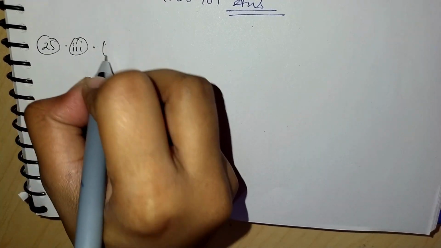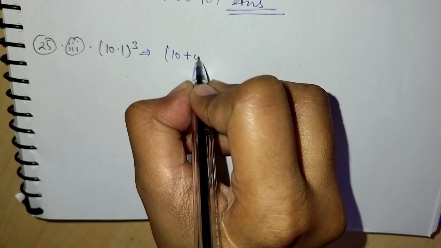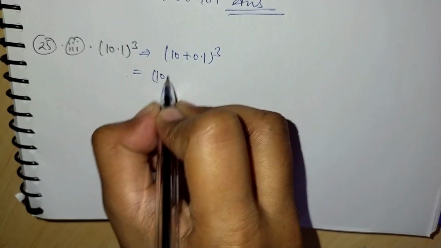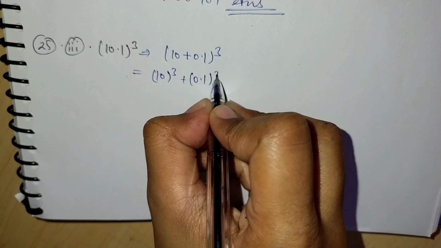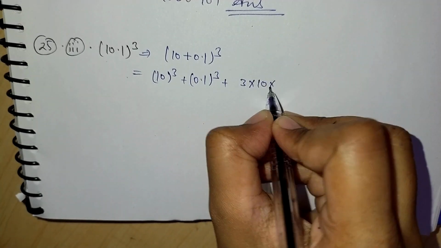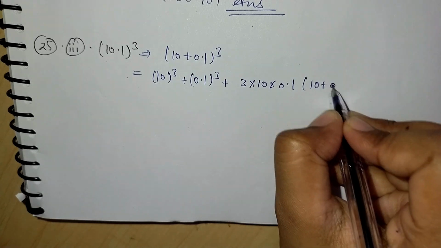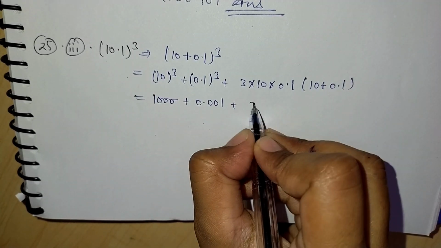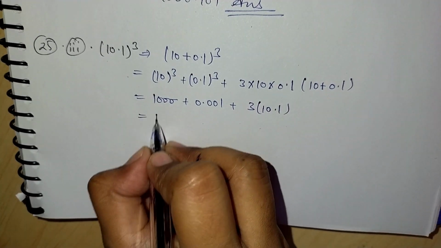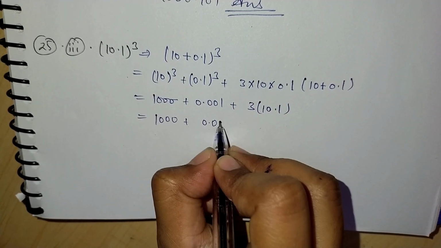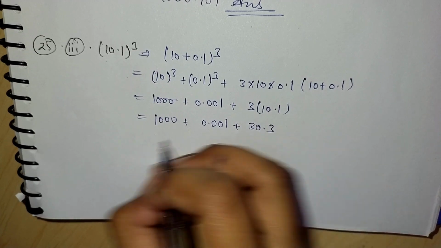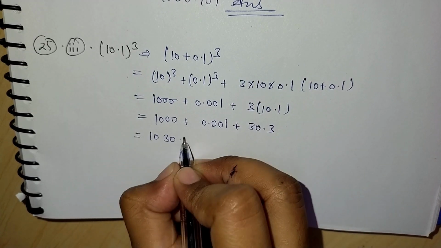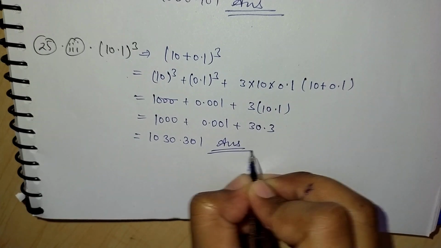Now let us solve 25th third part, which is 10.1 whole cube. So on solving we will get (10 plus 0.1) whole cube equal to 10 whole cube plus 0.1 whole cube plus 3 into 10 into 0.1, into (10 plus 0.1), equal to 1000 plus 0.001 plus 3 into 10.1, equal to 1000 plus 0.001 plus 30.3, equal to 1030.301 as the answer here in this question.